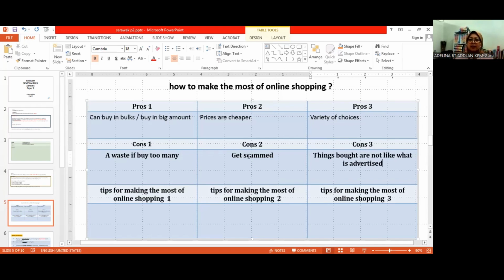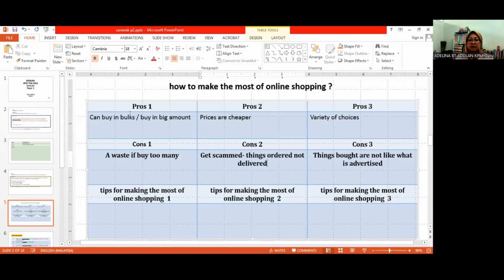Okay. The second con and the third con might sound similar, but you can actually do a little bit of separation. Get scammed here, probably things are not being delivered. So what you do is you just do it like this: things ordered. Okay. I think everyone has that kind of experience. I myself also got scammed as well. And the third con would be things not like what is advertised. So there is no quality to it.